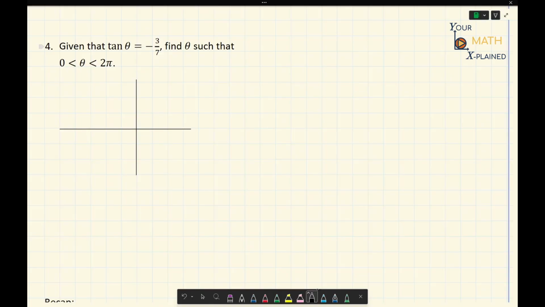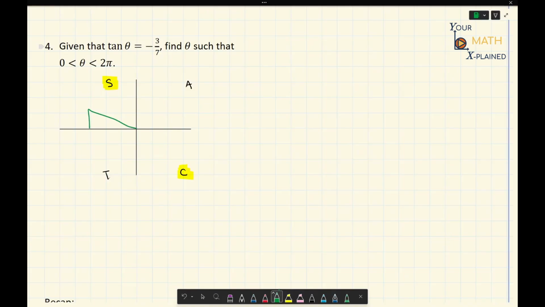So we're going to start by drawing a diagram. We're going to label our quadrants with the ASTC rule. The reason we're doing this is because in this question, it doesn't tell us which quadrant our theta is in. So we need to use the ASTC rule to identify which quadrant. So since our tan theta is negative, that tells us our theta is going to be either in quadrant 2 or quadrant 4.